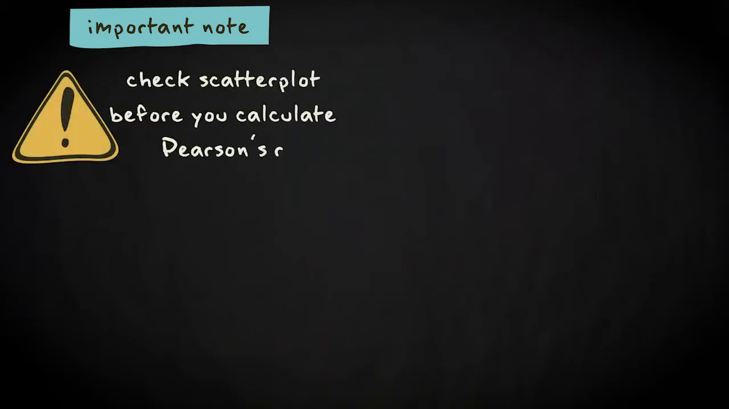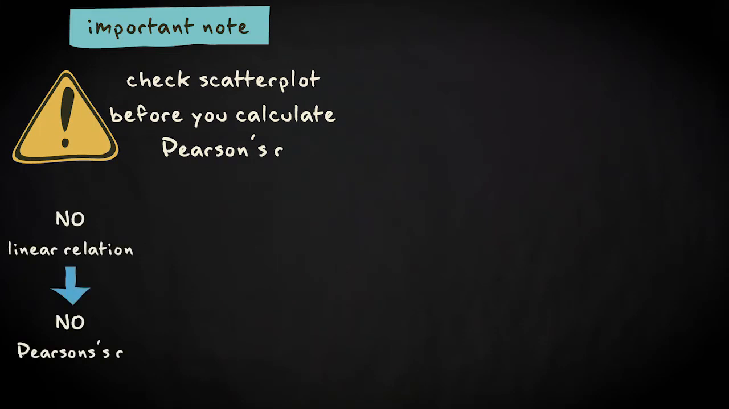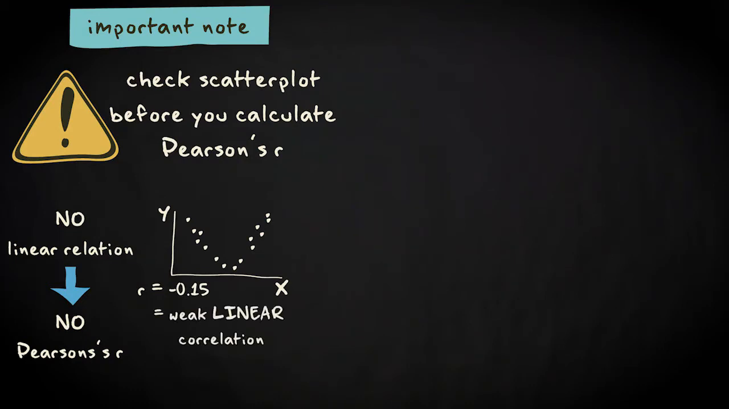One important note though, you can always compute the Pearson's R, even if the relationship is not linear. Therefore, it is very important that before you compute the Pearson's R, you always check the scatterplot first to see if your variables are linearly related. If not, do not compute the Pearson's R, because it doesn't tell you much about the relationship between your variables. This scatterplot, for instance, shows that there is a strong curvilinear relationship between x and y. If you compute the Pearson's R, you will get a very low value, minus 0.15. This doesn't tell you that there is a weak correlation. It only tells you that there is a weak linear correlation.